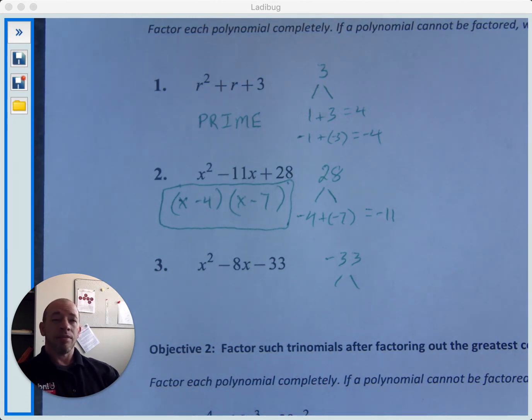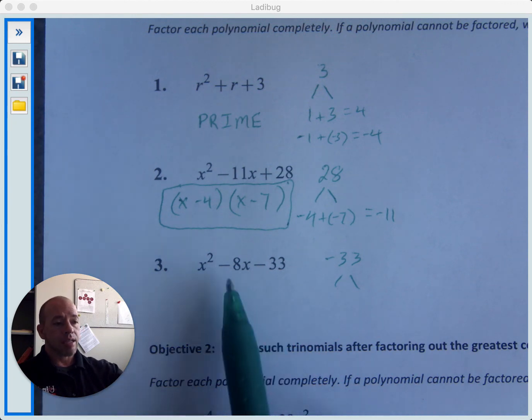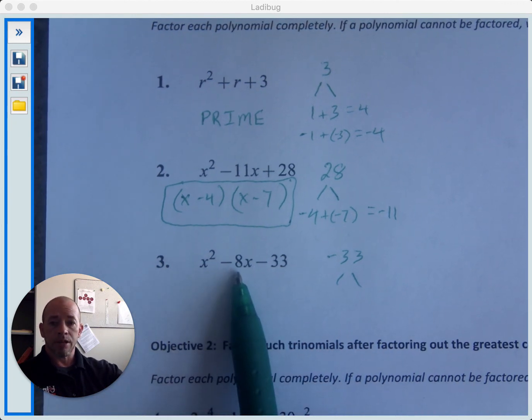So 33 doesn't have a whole lot of factors, but let's see, 3 and 11, right? 3 times 11 is 33. So we can probably use 3 and 11 somehow, but one of them has to be negative, right? So we have to decide which one is going to be negative. Well, in order to get a negative 8 in the middle, the larger one has to be negative, right?